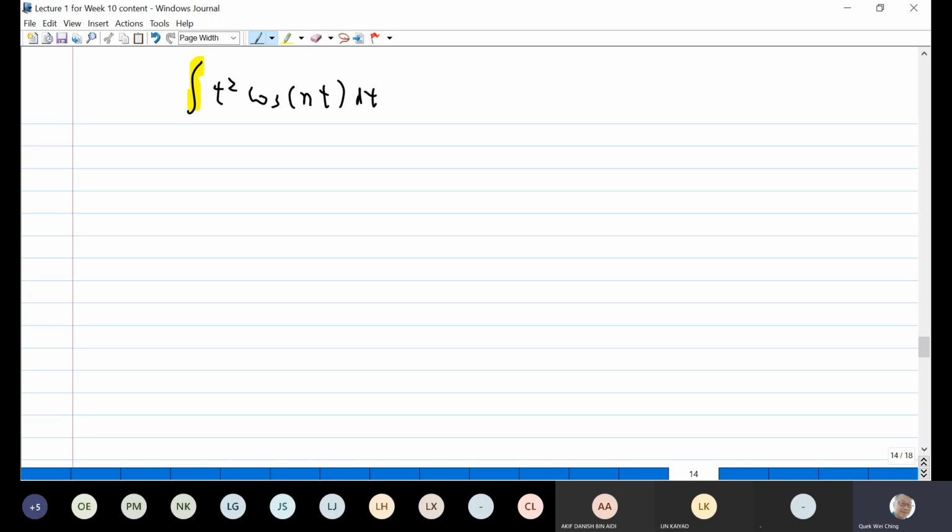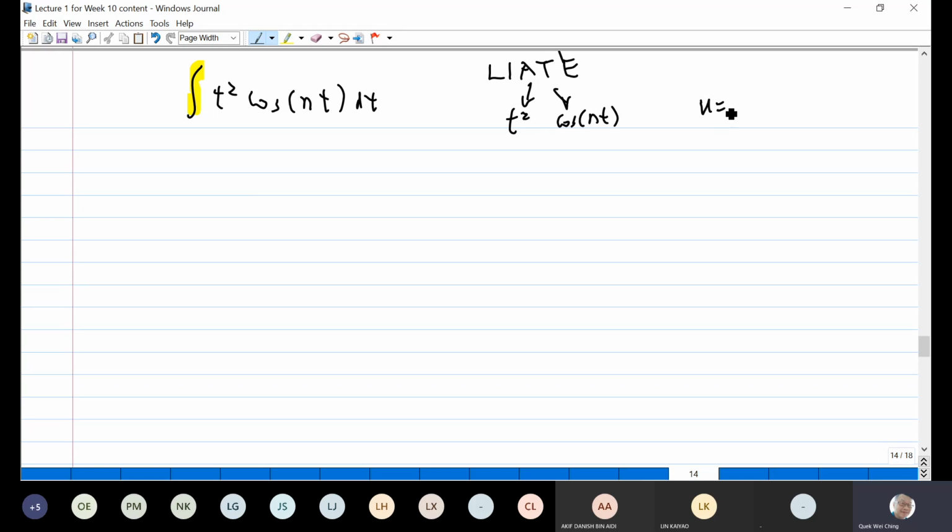Remember, to do by parts, you have to use LIATE. What are the terms there? t squared is algebraic. Cosine nt is trigonometric. So this is L, A, T. Your u is going to be the A here, so u is equal to t squared, and dv is equal to cosine nt.